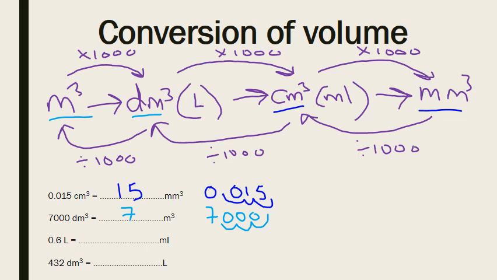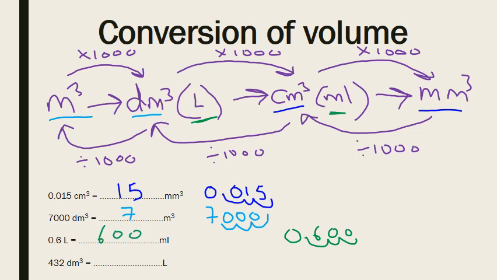We've got 0.6 litres here, and we have to convert it to millilitres. From litres to millilitres or centimetre cube, they're exactly the same. You have to times by 1,000. So you've got 0.6 litres, and you want to convert it to millilitres, so you have to times it by 1,000. 1, 2, 3. So the answer will be 600.